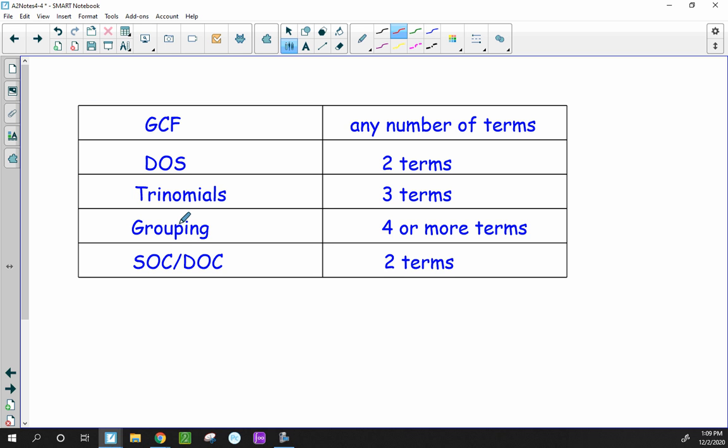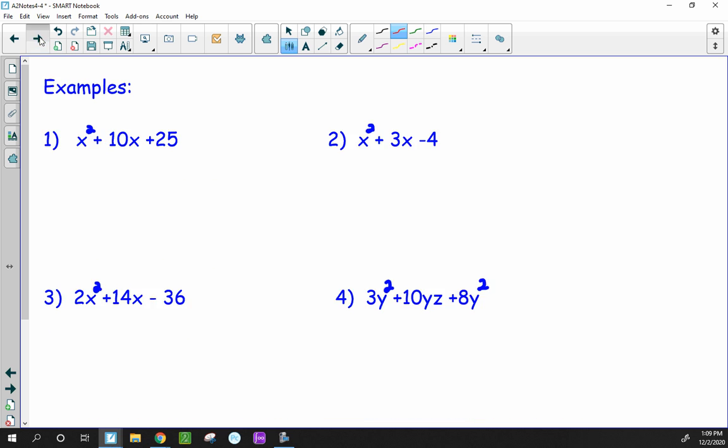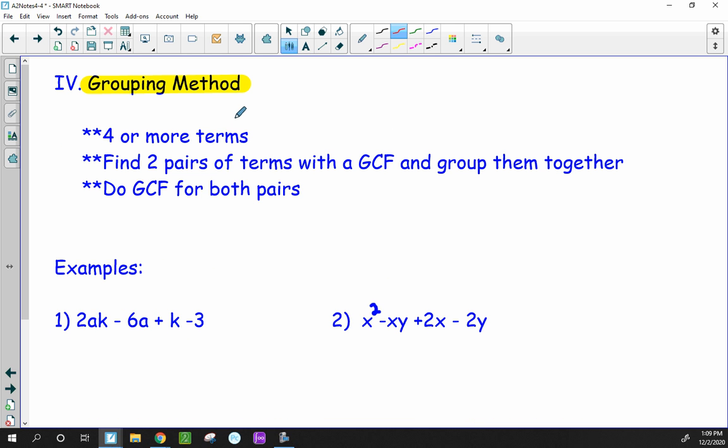Grouping is a factoring method that you use when you have 4 or more terms in your problem. So that's what you'll expect in all these types of questions. So here's where you'll need to start writing for notes today. Grouping method, again, has just what I said, 4 or more terms. And your goal is to find 2 pairs of terms with a GCF and then group them together.